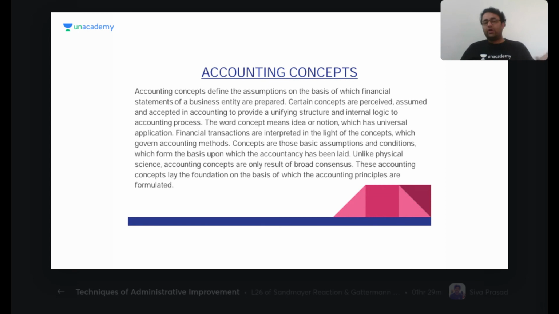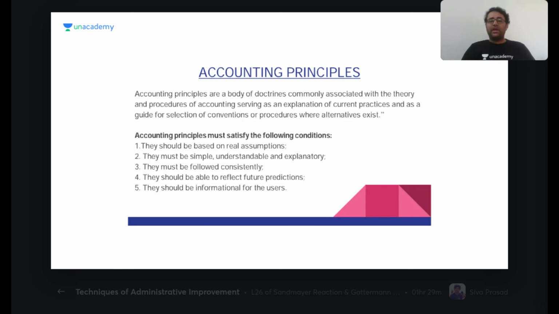Accounting concepts are the underlying or basic assumptions based on which the policies and principles of accounting are formulated. Is it clear? Okay, now what are the accounting principles? Accounting principles are a body of doctrines commonly associated with the theory and procedures of accounting, serving as an explanation of current practices and as a guide for selection of conventions and procedures where alternatives exist.